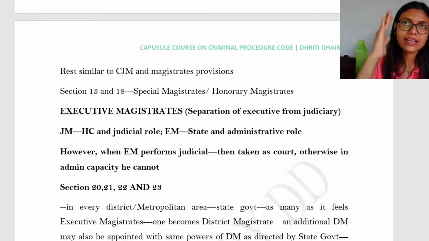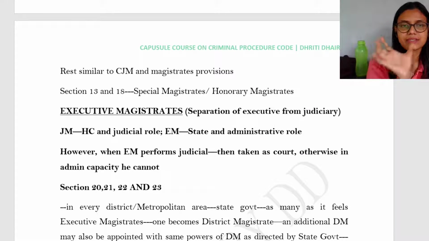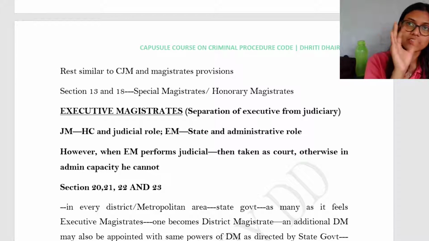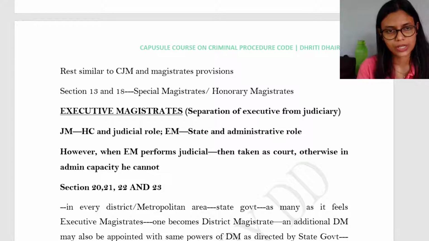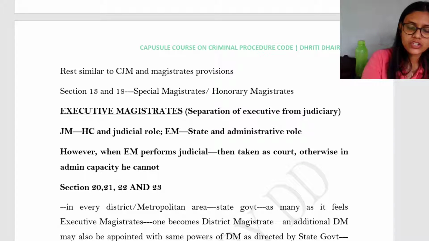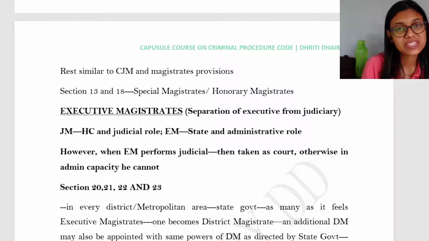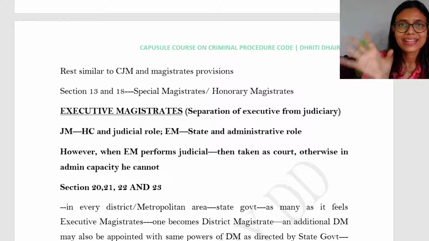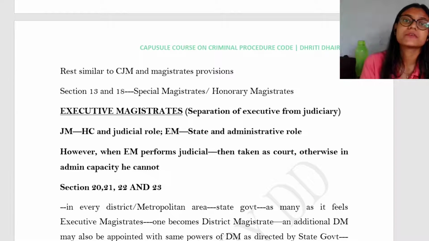Now I had already said in section 6 we do recognize executive magistrates as a class of a court, but they are quite different. Executive magistrates are showing you how we have implemented the separation of executive from judiciary. One line you can understand: a judicial magistrate is subject to the control of the High Court and performs a judicial role, while an executive magistrate is subject to the control of the state government and has an administrative role. However, when an executive magistrate is performing some judicial functions, then he can be taken as court, but not when he is performing his functions in an administrative capacity.